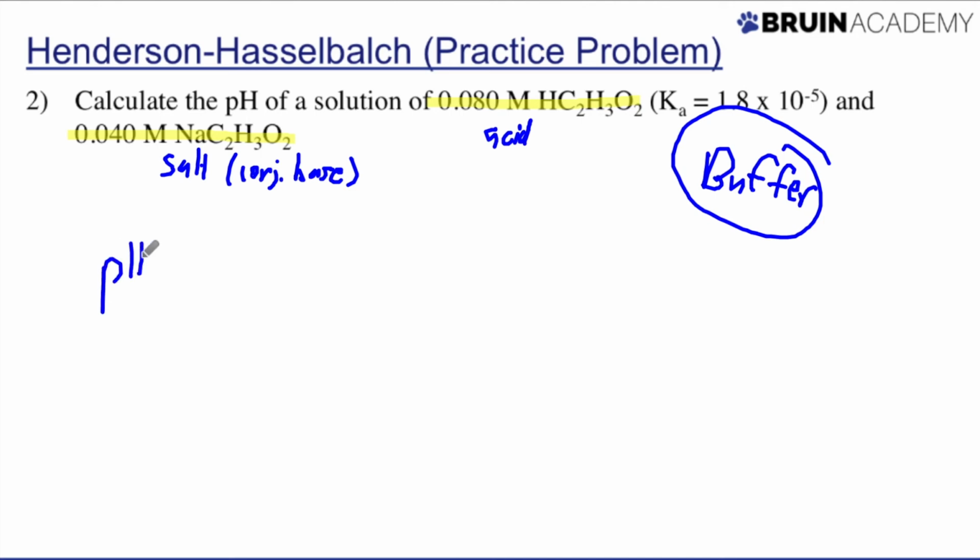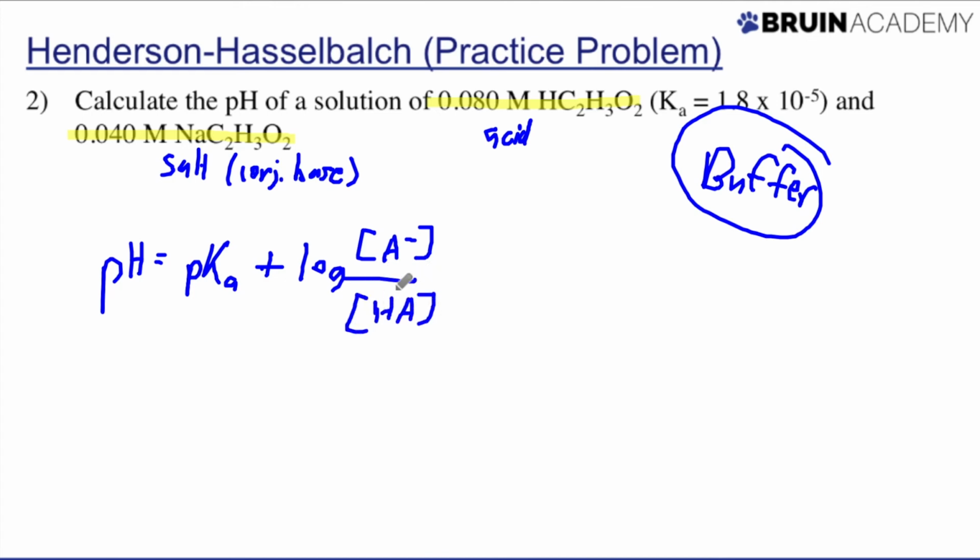So then I would write pH equals pKa plus log of A minus all over HA. Now, I think you'll probably get this equation on your formula sheet for your class. This isn't something you absolutely have to memorize, but you should be familiar with it.